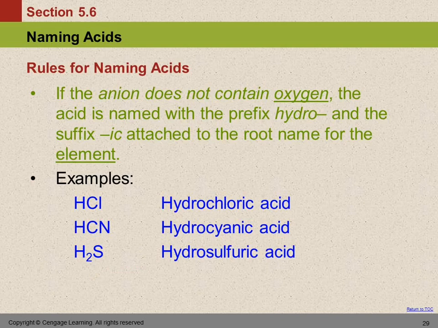Okay, so we're looking for the H, and then we look to see if it has an oxygen. Right. You look for the H, that says it's an acid. If it does not have oxygen in it, then you use this pattern, hydro something ic acid. So here H2S, no oxygen. The S is sulfur, so we change the ending to ic, and we get hydrosulfuric acid. The numbers don't matter.